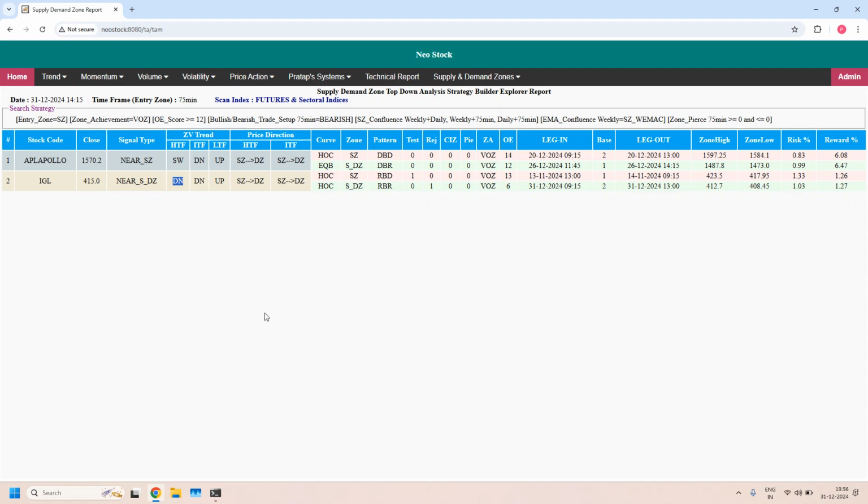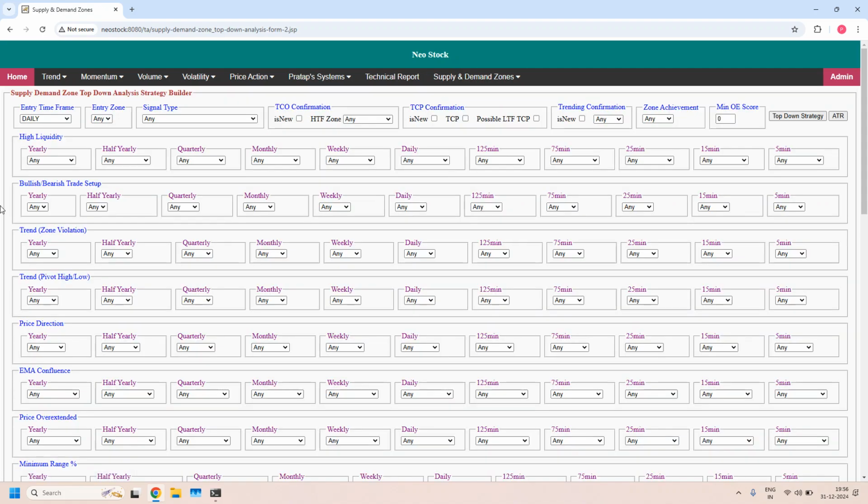Okay. This is about bearish trade setup for weekly income trade. Next, bullish trade setup for daily income trade. Entry time frame 15 minutes. Entry zone, demand zone. Bullish or bearish trade setup at 15 minutes time frame.